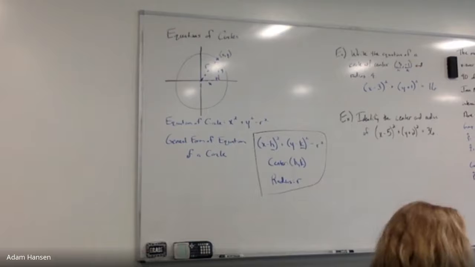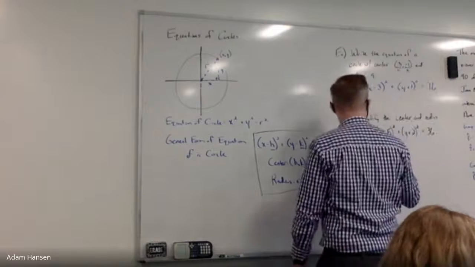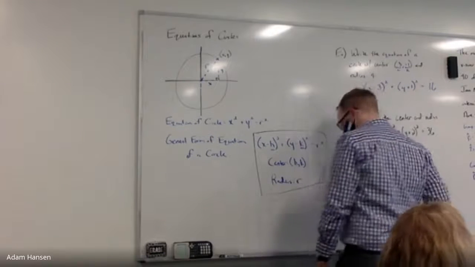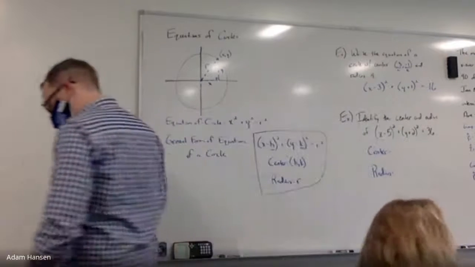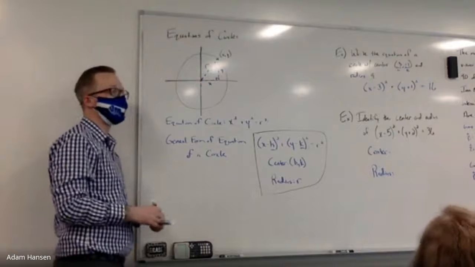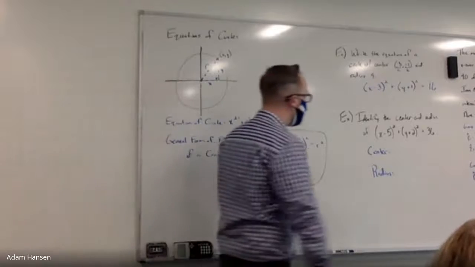Identify the center and radius of the circle given by its equation, quantity x minus 5 squared plus y plus 2 squared equals 36. The center and radius. Okay. What do you think? What's the center? What comma what? What'd you say? 5 comma -2, but it's 5 and -2.